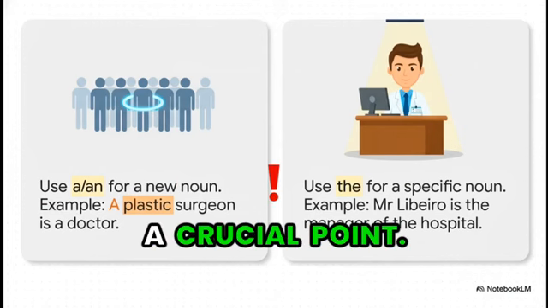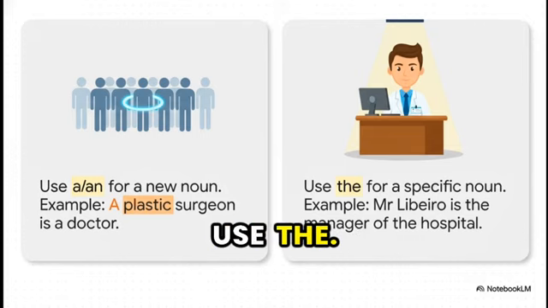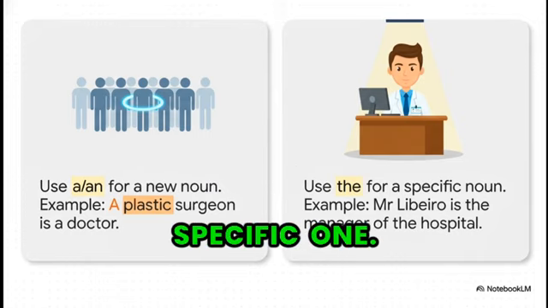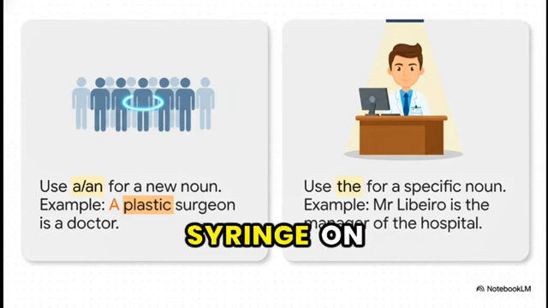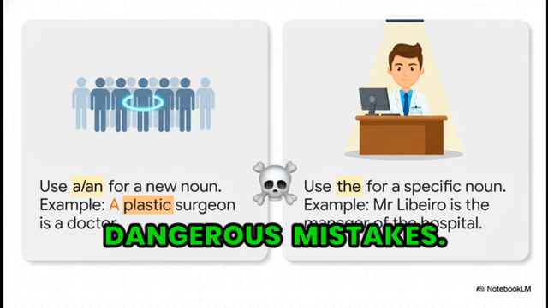Okay, so here's a crucial point. Knowing when to use a or an versus when to use the. You use a or an for a general thing, like, please pass me a syringe. Any syringe will do. But you use the for a specific one. Please pass me the syringe on the tray. That precision can prevent some really dangerous mistakes.